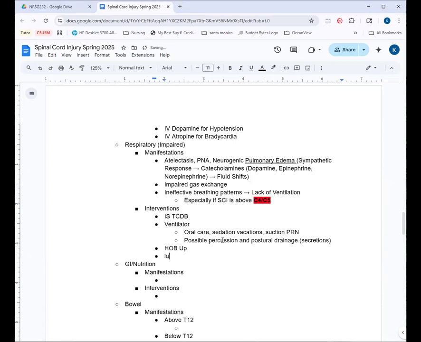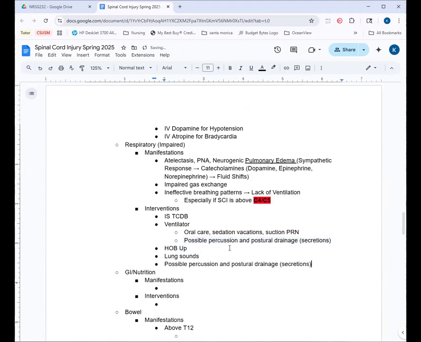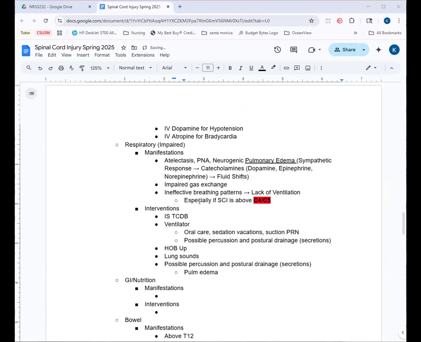And obviously we're going to be listening to lung sounds, especially if we have that pulmonary edema. Actually, I'll put this here too. Put it down here too for pulmonary edema. That's not how you spell pulm. There we go. Lord help me.